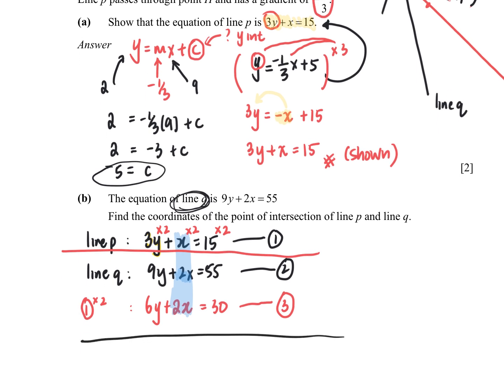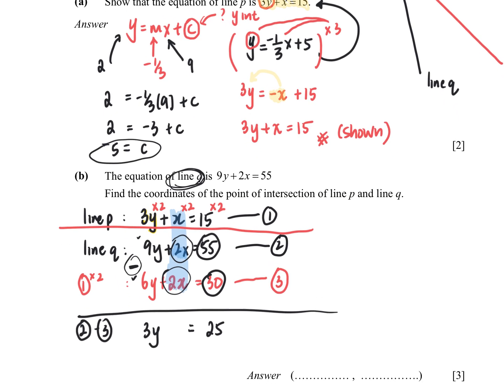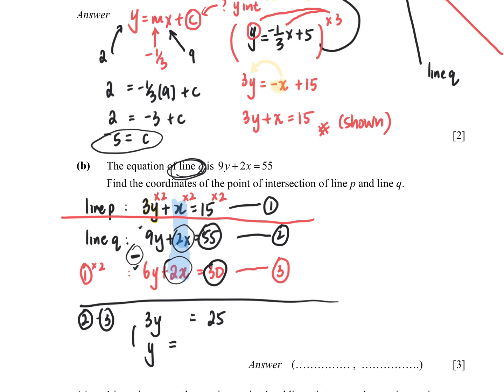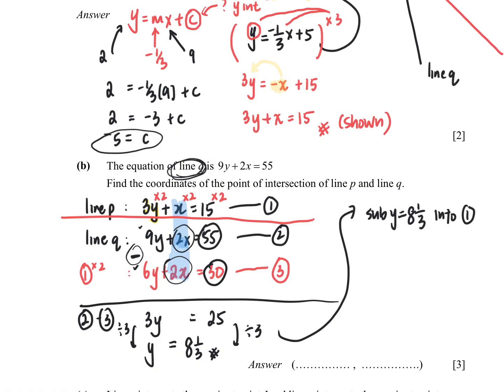So what I can do is I will use equation 2 minus equation 3. So 9y minus 6y is 3y. 2x minus 2x is gone. 55 minus 30 is 25. Okay, so to solve for y, you divide by 3 on both sides. Okay, then you get 8 and 1/3 for y. So how to solve for x? You just sub in your y into any equation you like. So let's say the first one. So we plug in this.